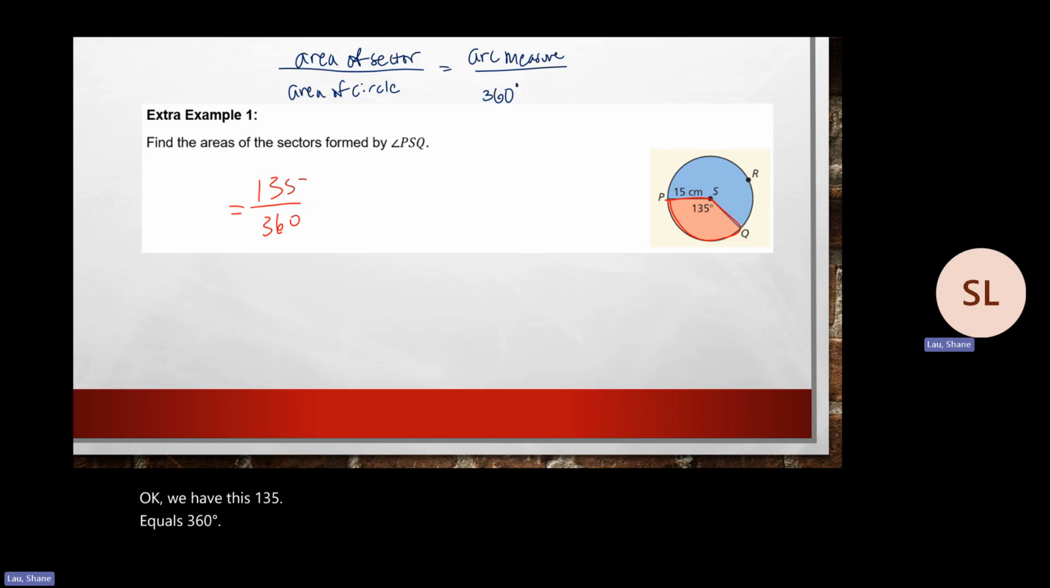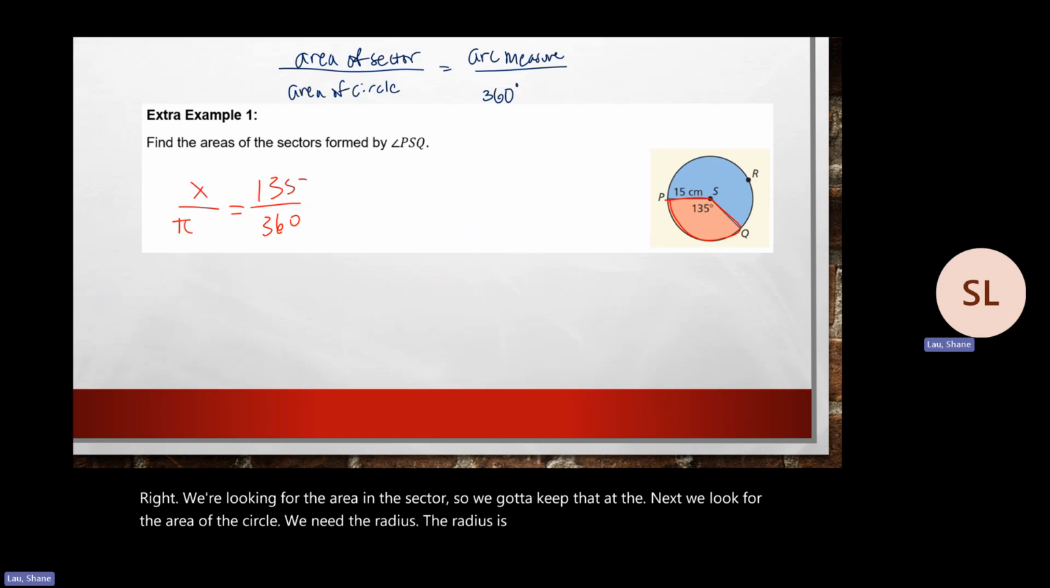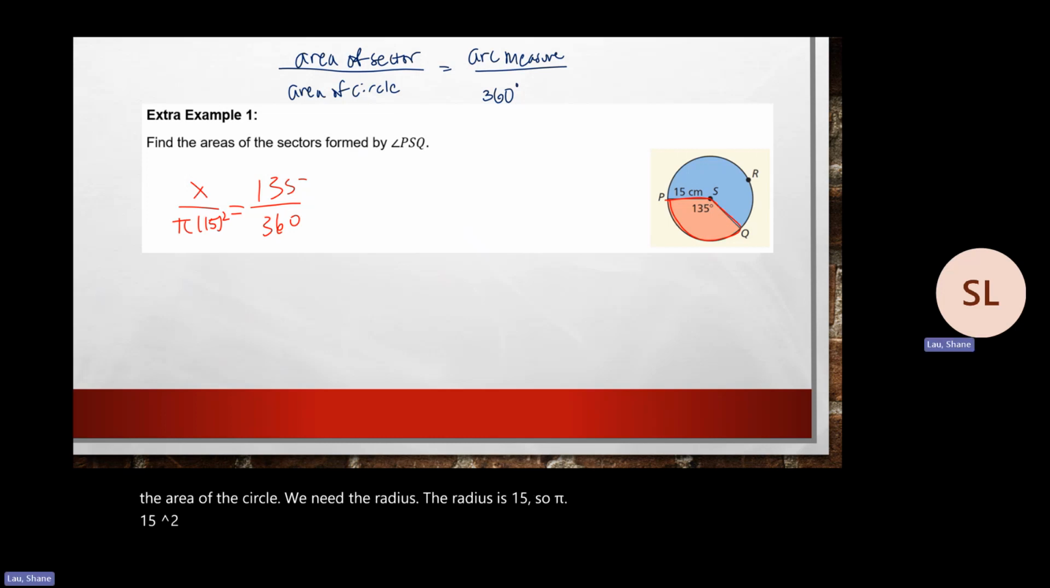That equals, right? We're looking for the area of the sector, so we've got to keep that as an x. We look for the area of the circle. We need the radius. The radius is 15, so pi 15 squared, like so. And then we just solve for x. And again, this is going to be for our smaller sector.